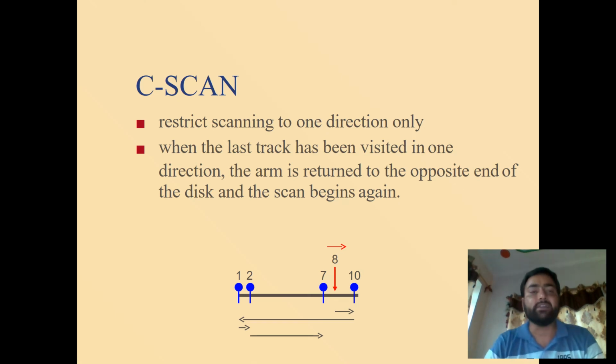Then comes C-SCAN, the circular scan algorithm. In C-SCAN, it restricts the scanning of the requests to one direction only. That is, when the last track has been visited in one direction, the arm is returned to the opposite end of the disk and then the scan begins again in the same direction. Let's understand this with an example.